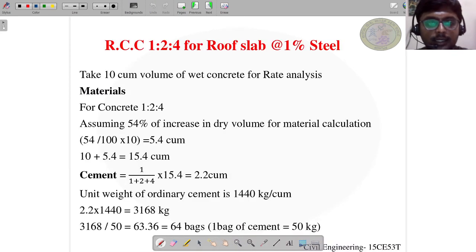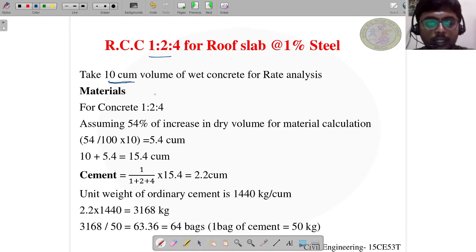Okay, now let us start with the rate analysis of RCC 1:2:4 for roof slab at 1% steel. To begin the rate analysis, let us take a known volume. Why do we take a known volume? Example, here I am taking 10 cubic meter of volume. Why do I take this?